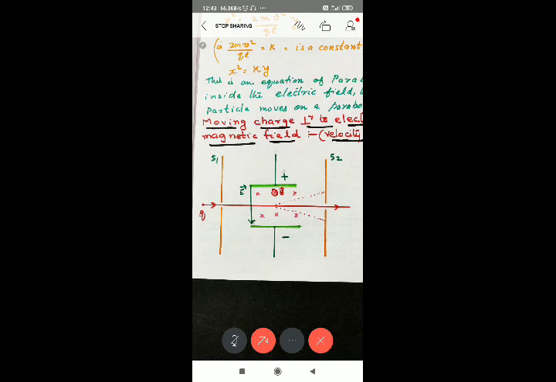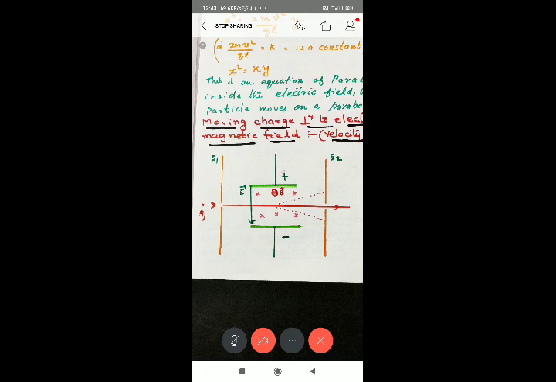So here you can consider that as the two plates of a capacitor, one plus q, other minus q. There is a uniform electric field, and we also apply a perpendicular magnetic field. For example, perpendicular to this field, we keep two poles of the magnet, one south pole and one north pole. Then it will be a perpendicular magnetic field.